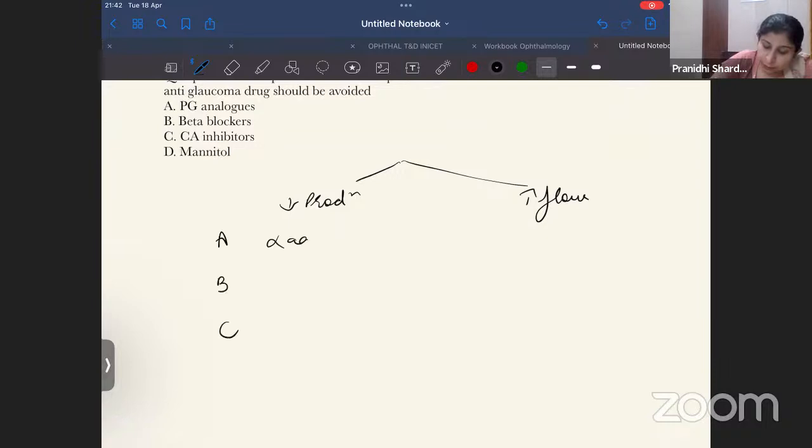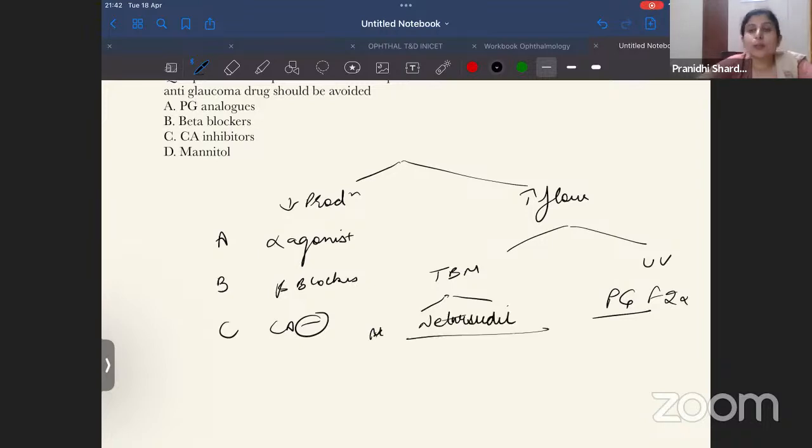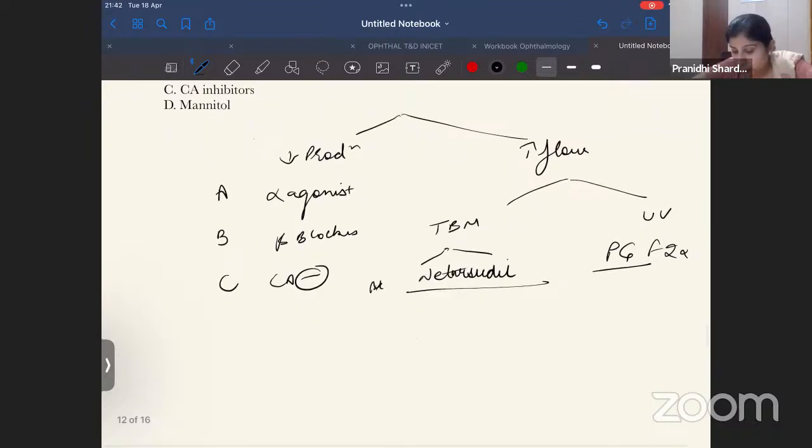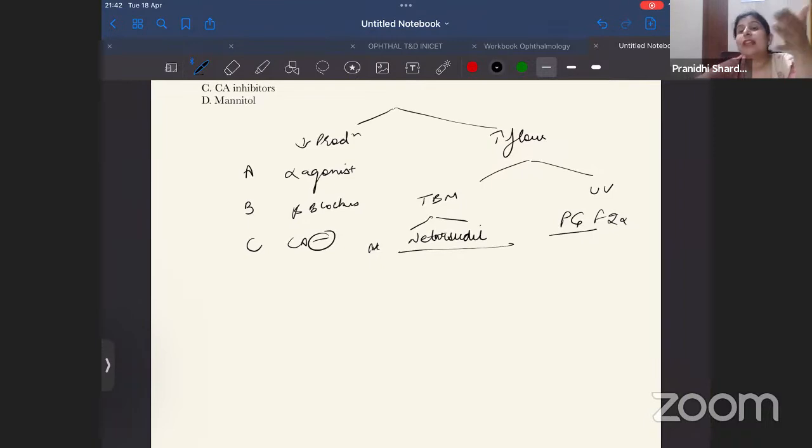A, B, C: alpha agonist, beta blockers, carbonic anhydrase inhibitors. Increasing outflow is either through the trabecular meshwork or uveoscleral outflow through the prostaglandins, PGF2 alpha, and through the trabecular meshwork by netarsudil and latanoprost. These are the drugs which decrease the IOP by increasing the trabecular meshwork outflow. Okay. So these are some of the drugs which we always discussed, and we already discussed them in our previous session also. Now we are being asked about the side effects of these drugs.